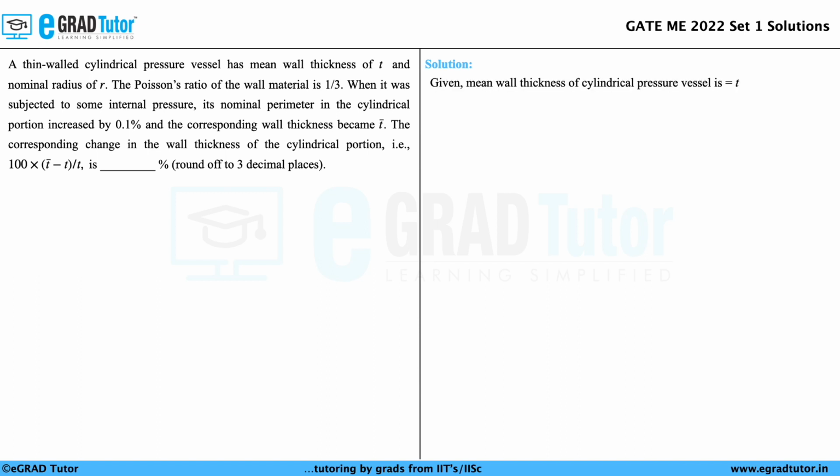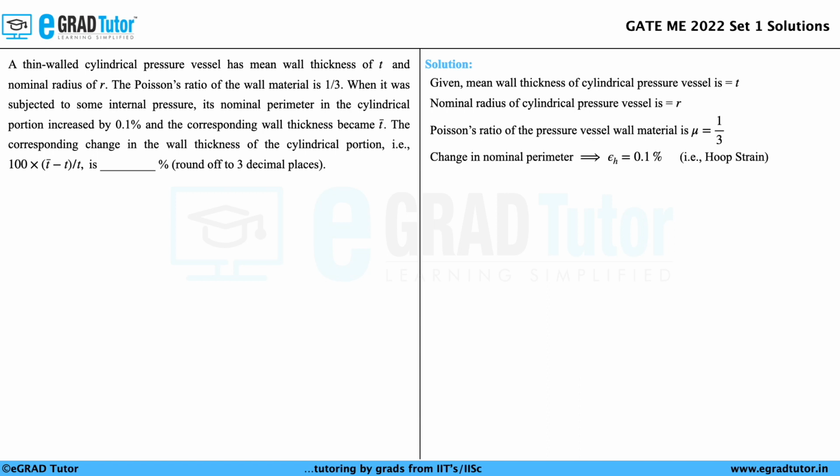We know the mean wall thickness of the cylindrical pressure vessel is given as T, and the radius is R. We also know the Poisson's ratio of the pressure vessel wall material, which is mu equal to 1/3. Change in nominal perimeter is nothing but hoop strain, which is given as 0.1%. Wall thickness due to the nominal strain was also given as T bar. Now, we would like to find out the change in wall thickness of the cylindrical portion, which is delta T by T, which is nothing but (T bar minus T) by T.